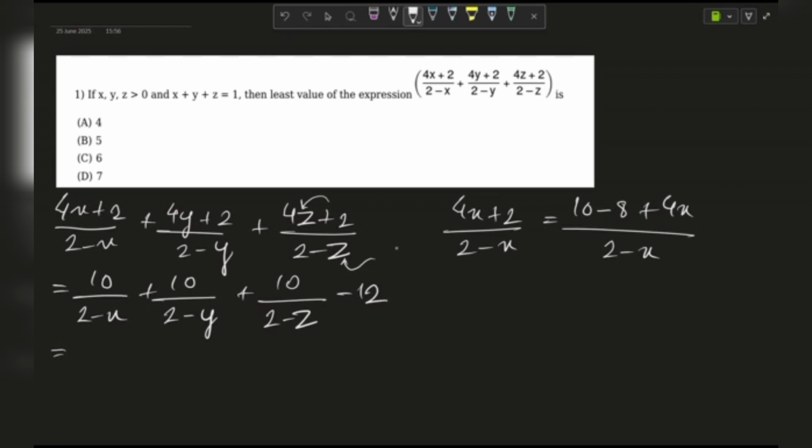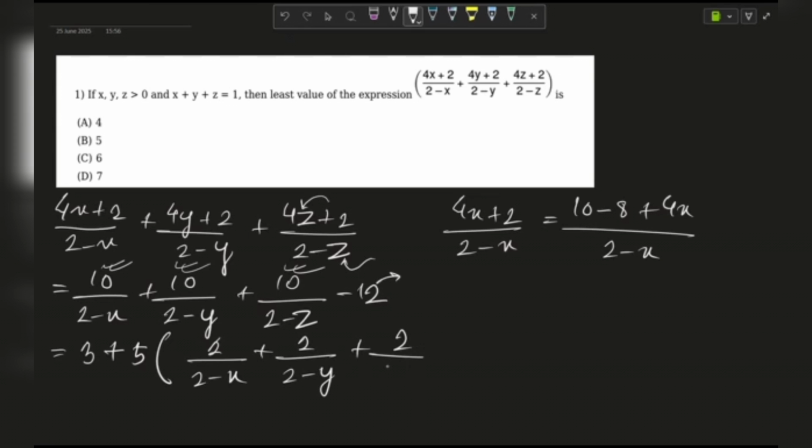Now I will split this minus 12 as minus 15 plus 3. I did minus 15 because I want to take the 10 out, so we have 5 to take common. This finally will become 3 plus 5 times, taking 5 as common, 2 by (2 minus x) plus 2 by (2 minus y) plus 2 by (2 minus z), minus 3.